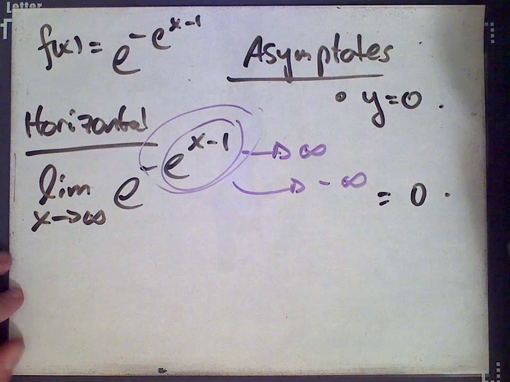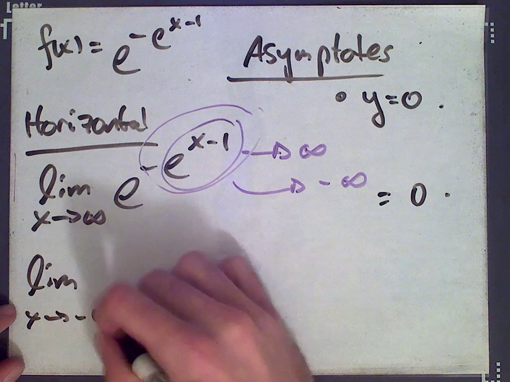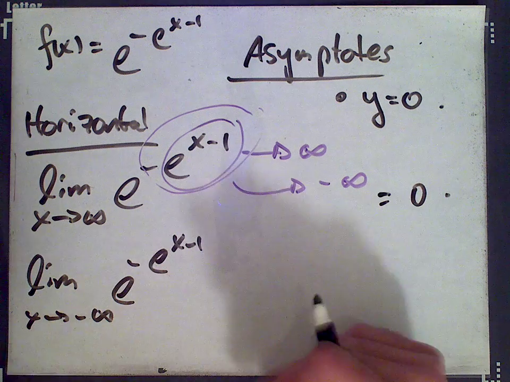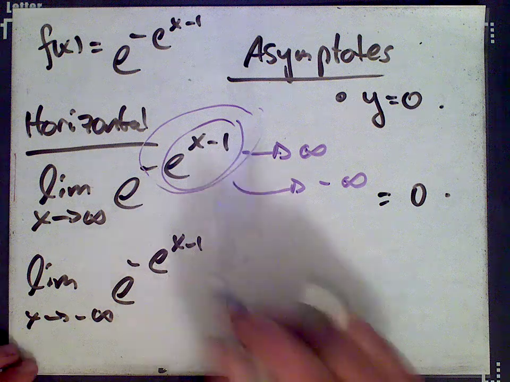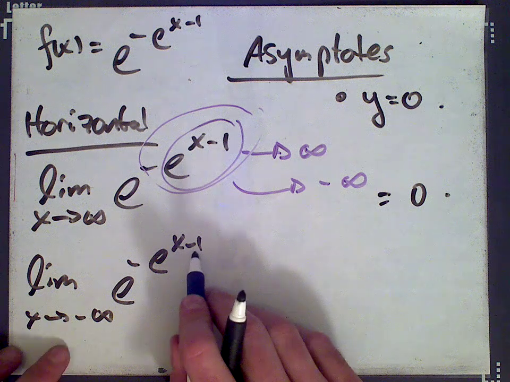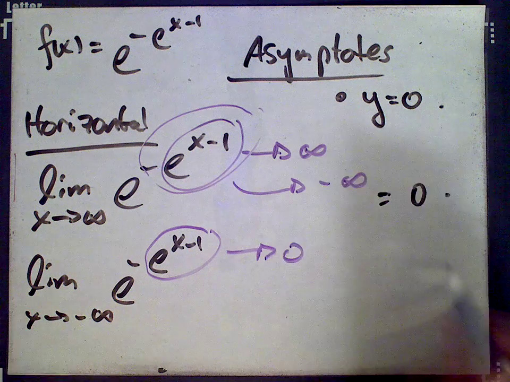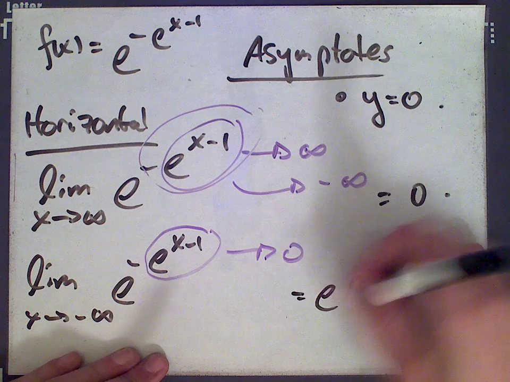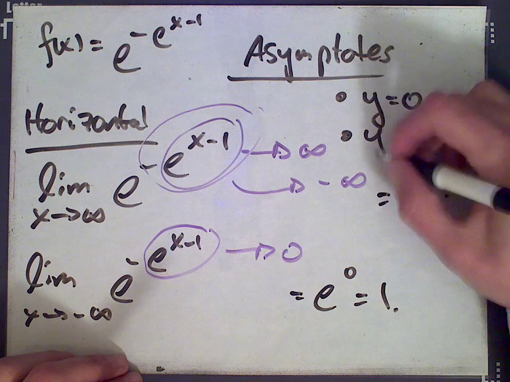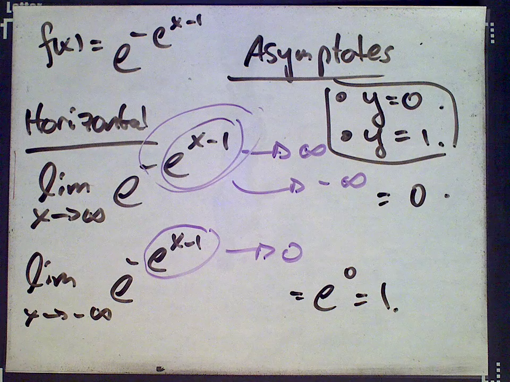Okay, so that's 1. And let's try the limit as x goes to negative infinity, e to the negative e to the x minus 1. Again, it's the same consideration. So as x goes to negative infinity, x minus 1 goes to negative infinity. So this goes to 0. And negative 0 is 0. So this is e to the 0, which is 1. So we have a second horizontal asymptote at y equals 1. Okay, so those are our asymptotes right there.